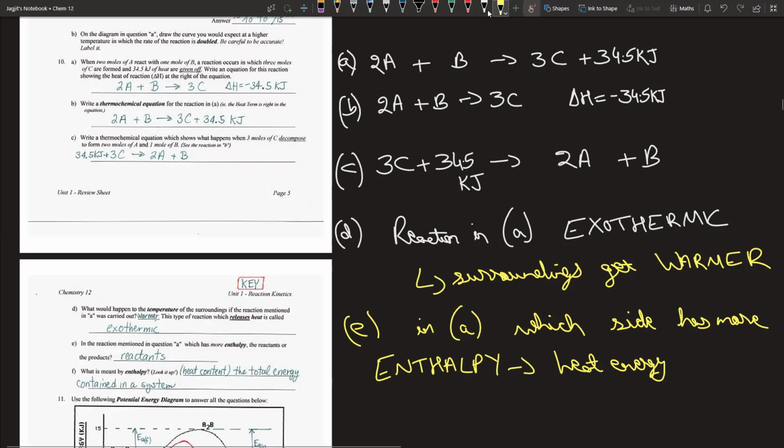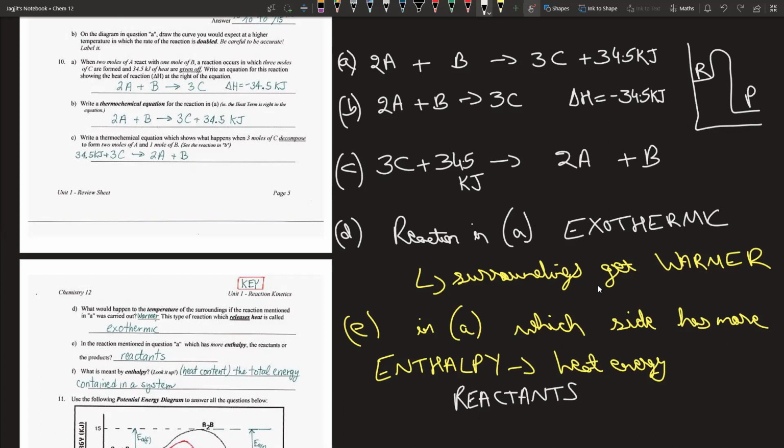Now, you know your part A was exothermic, right? How does our graph for exothermic look? It looks like this, remember? Products lower than reactants. So which side has more energy? Reactants. Which side is higher? Reactants. Your reactants have more enthalpy or more heat energy. Does that make sense? Sometimes they might say which side has lower energy, then you would say it's a product. So that's why it's important to remember the graphs for exothermic and endothermic.